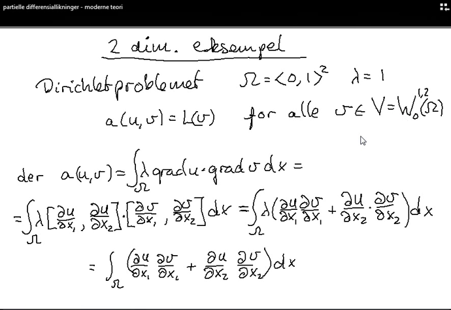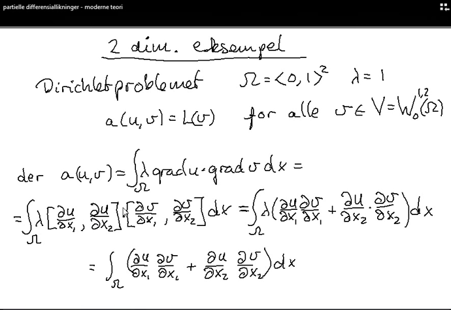space W0, where a is given by this integral. Note that the gradient of u can be written by this vector, or it is in fact this vector in R2. So in the first component we have the partial derivative of u with respect to x1, and in the second component we have the partial derivative of u with respect to x2. Similarly, we have the gradient of v equal to this vector.